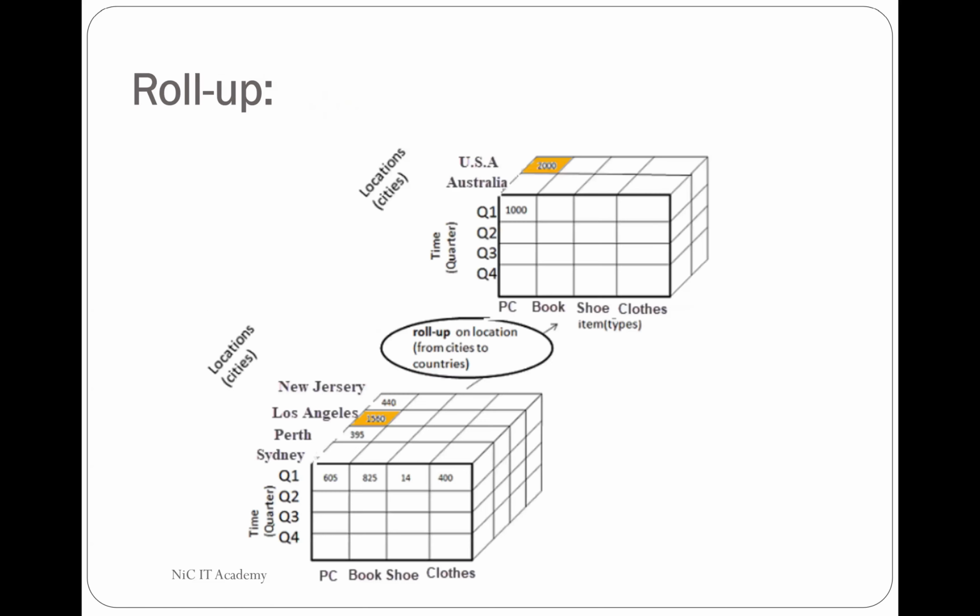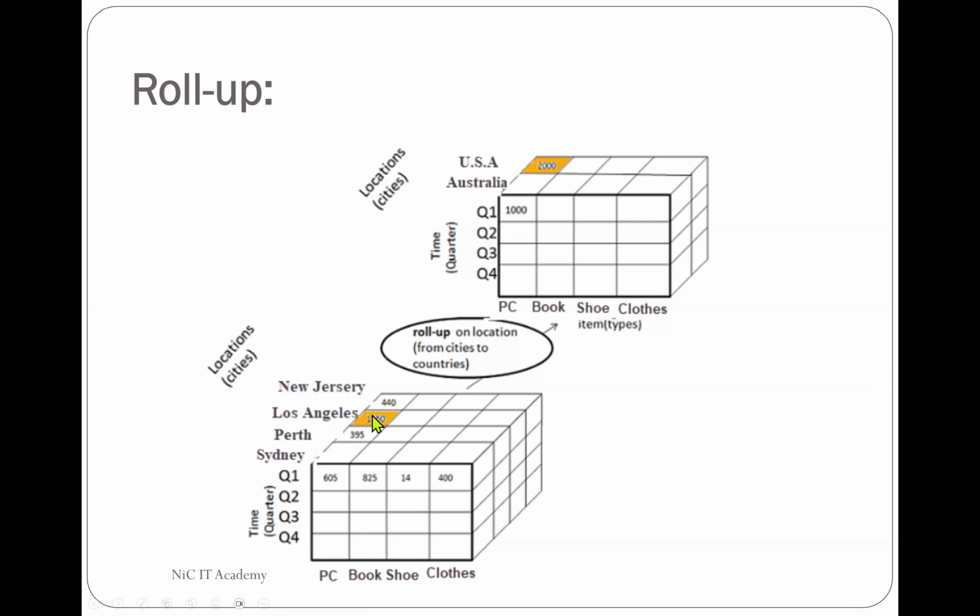If you go to roll up, for example, if you take this particular model, we have Q1, Q2, Q3, Q4, right? We have the categories here, books, shoes, clothes, PC, and everything. And we have New Jersey, Los Angeles, and different cities, Perth and then Sydney. So these two are from Australia, these two from USA. But your customer is asking, I need USA sales value.